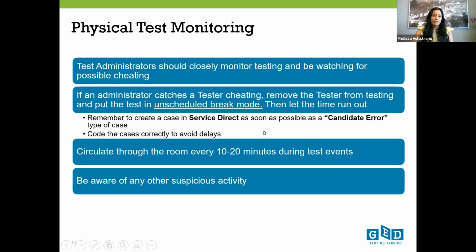And it's really important that you select the correct topic when you're creating a case to ensure that it gets to the correct team to avoid delays. And when it comes to cheating, the topic that you should select is candidate error.